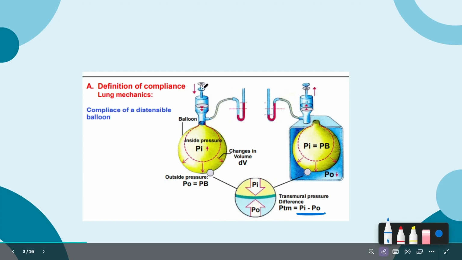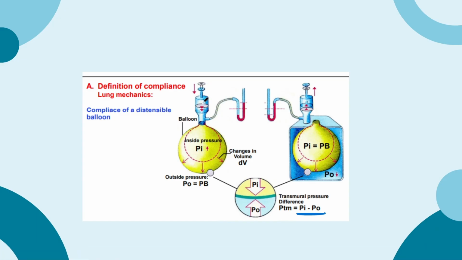Now, in the first example, we have a syringe connected to the balloon and it will be inserting air into the balloon. Now this will cause an increase in inside pressure. Now while outside pressure stays the same, there is going to be a positive change in the volume, so the balloon will expand outside. As for the second example, we have a syringe connected to a box around the balloon. Now this time we're going to be decreasing the pressure outside the balloon while the pressure inside the balloon stays the same. This will also cause a positive change in the volume of the balloon.